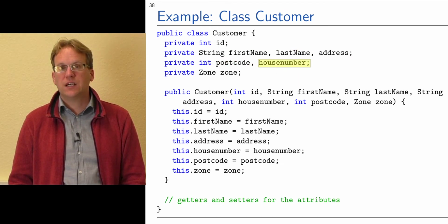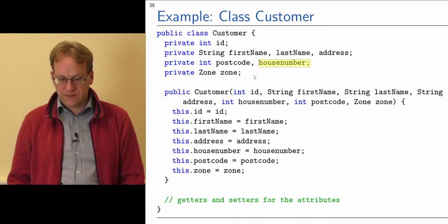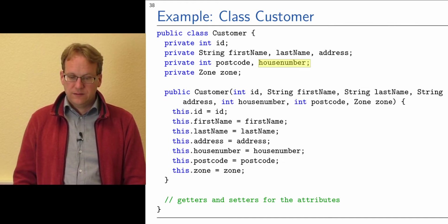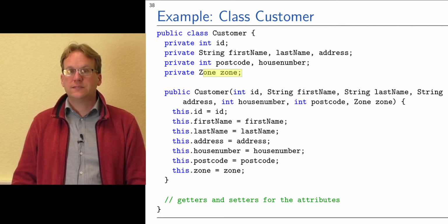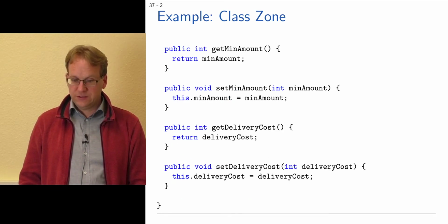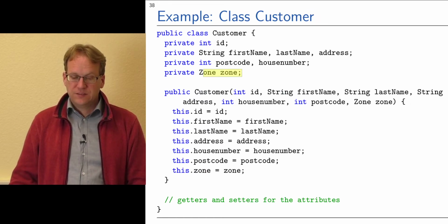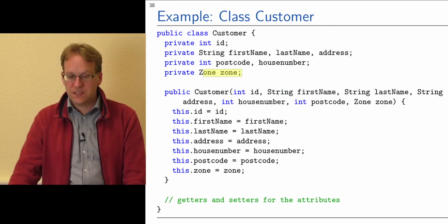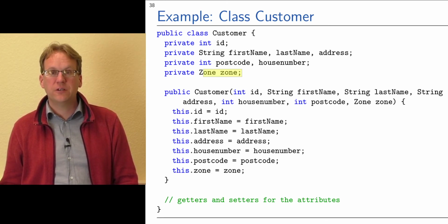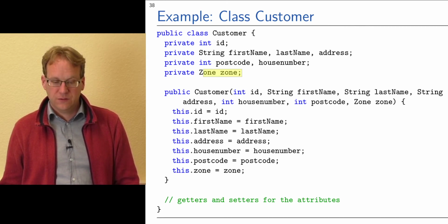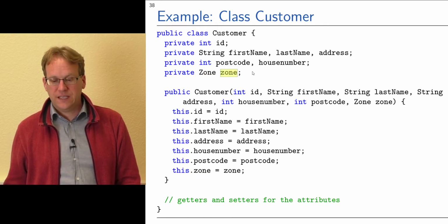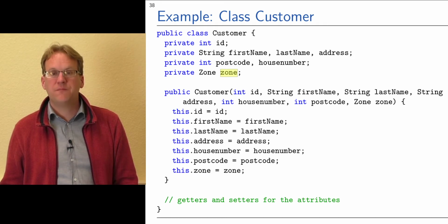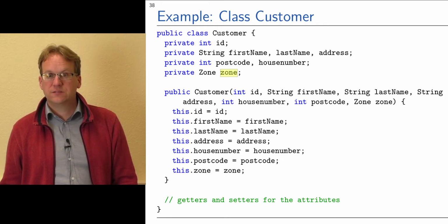And one attribute of type zone that is written like that. That is kind of special here because this type zone is our own type which we introduced with the class zone. So that is of course not standard Java code here. And because we introduced this class zone, we can also introduce an attribute of type zone. So with every customer, we store a reference to some object of our class zone.